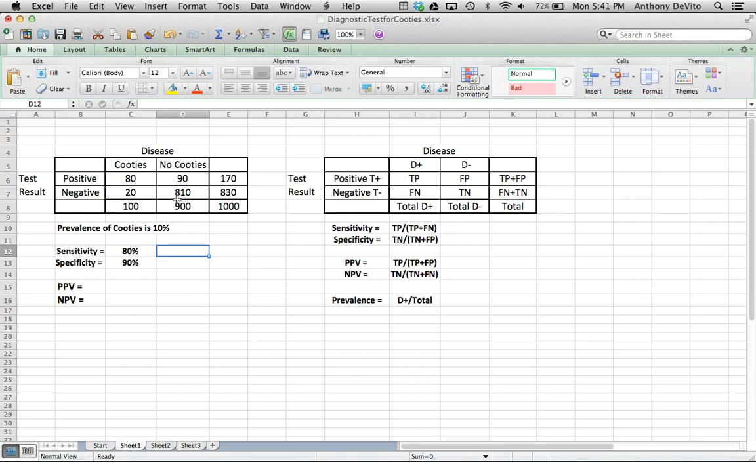Well, okay, so we know that, but one of the things that you might be interested in as a physician, as a health worker, or even as a person, is this. You go to the doctor: Doctor, I have this strange scalp itch and I think I may have cooties. And could you do a test for me? And the doctor comes back and says, I'm afraid you've tested positive for cooties.